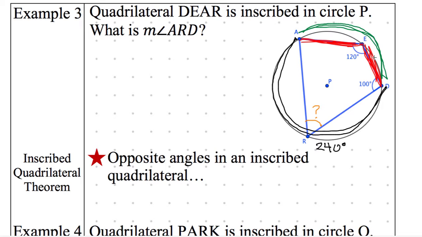Anyone have an idea? Yeah, Ellery? Exactly. These two arcs, the green arc and the black arc, must add to 360 degrees. That's just a full circle. A full circle is 360 degrees. So 240 plus what? This green adds to 360, so I just have to do 360 minus 240 to get to the green measure. So the green measure must be 120 degrees.